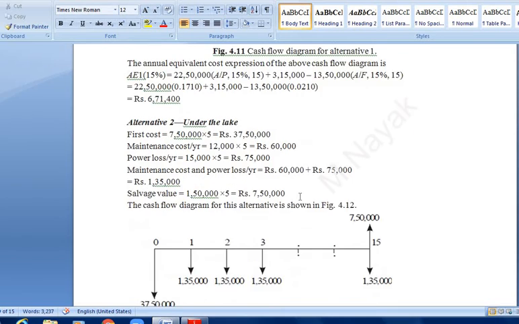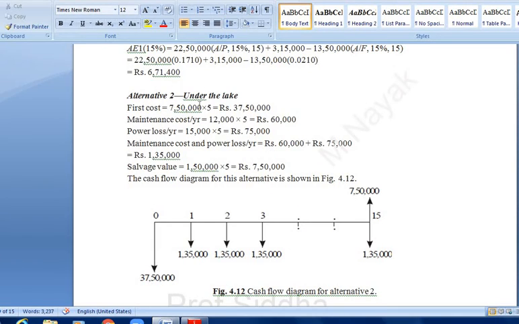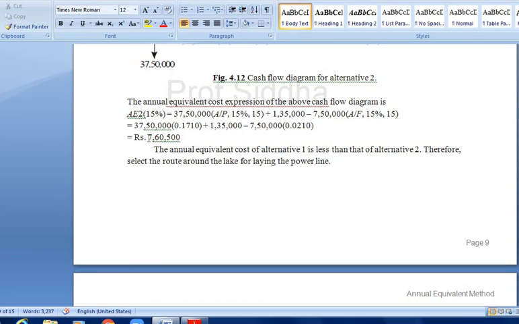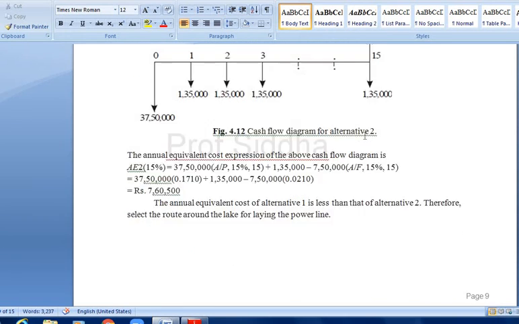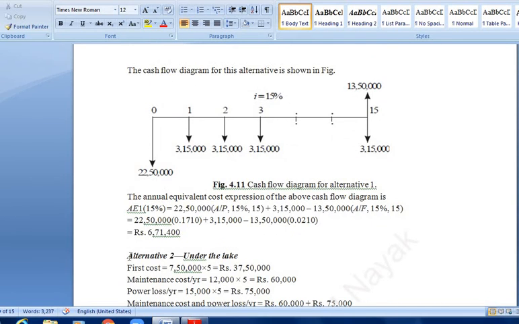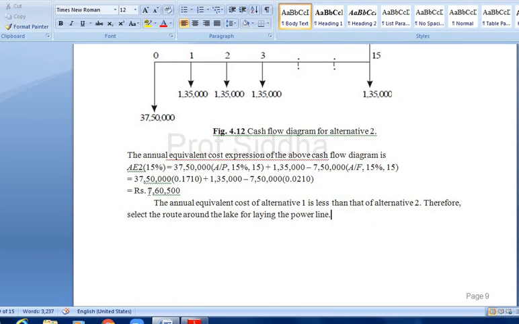So similarly calculate it for under the lake also. Multiply by 5, since it is 5 km. Ultimately you will get 7,60,500. The annual equivalent cost, since it's cost dominated, has only one salvage value, and the others are all cost only. The annual equivalent cost of alternative 1 is less than that of alternative 2, therefore select the route around the lake for laying the power line. This is the lesser cost, the first one, only 6,71,000. This is 7,60,000.